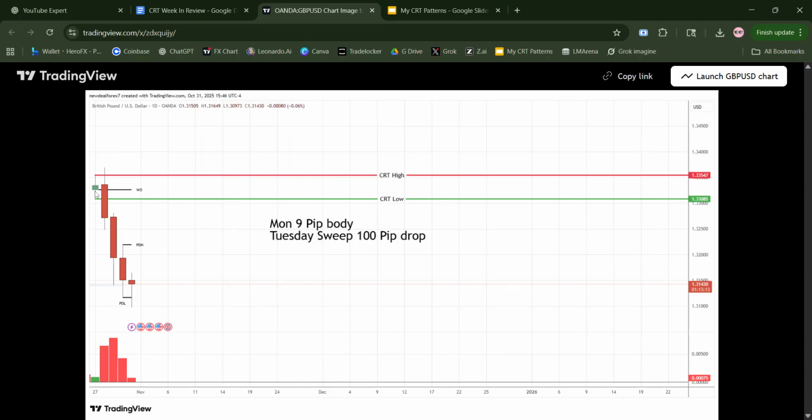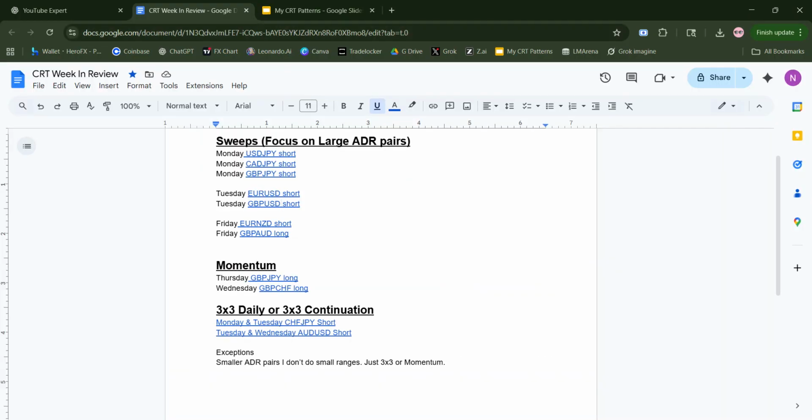This one Monday on pound dollar, 9 pip body. Love to see it. This little green candle right here. Tuesday swept above the high, started to close down. It fell the rest of the week more or less, 100 pips. Now, I don't recommend holding that long, but Tuesday did give a 100 pip drop, and it's more than enough for me. Done deal. So that was Tuesday. There was a trade every day this week.